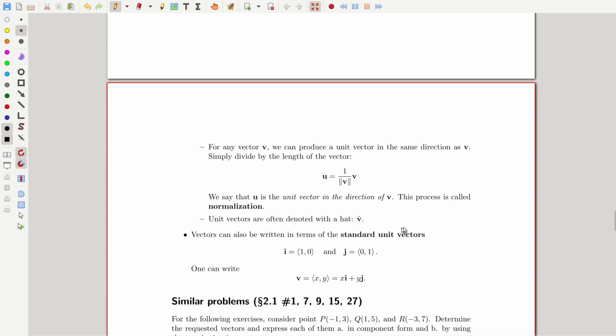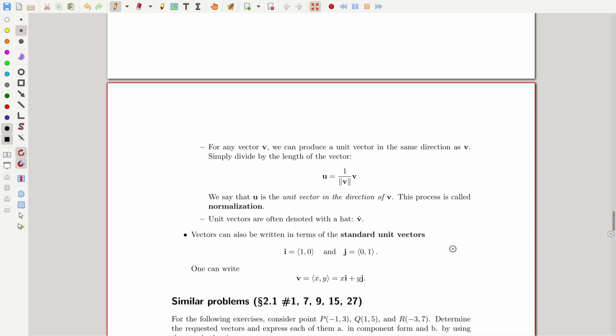The most important of the unit vectors are actually those that line up with our coordinate system. These are called the standard unit vectors. They use the letters i and j, and when you get to the third dimension, it uses k. In 2D, i is (1, 0), so this one is in the x direction, and j is in the y direction, (0, 1).